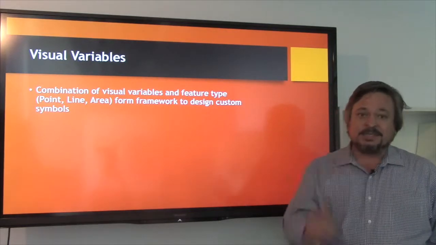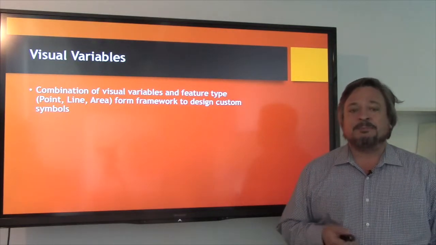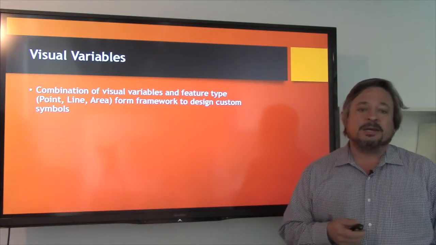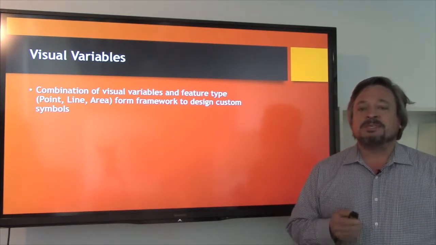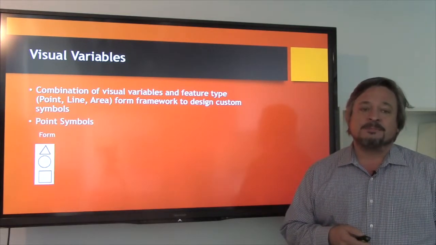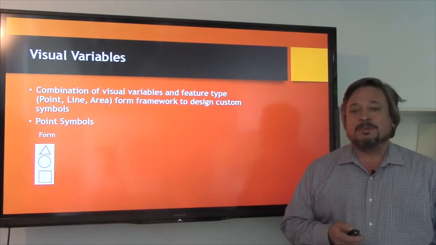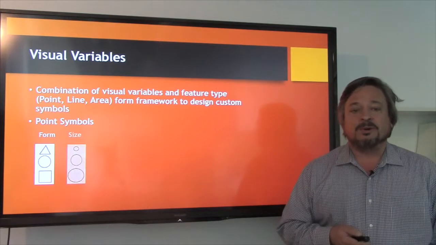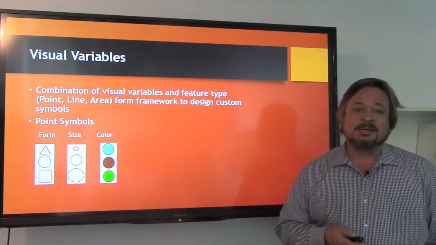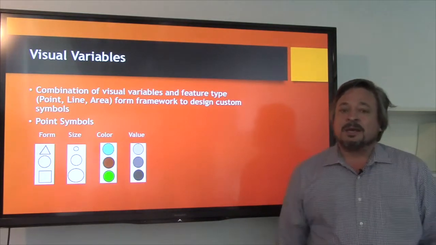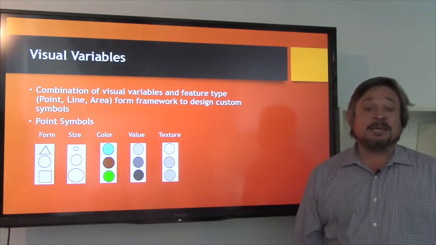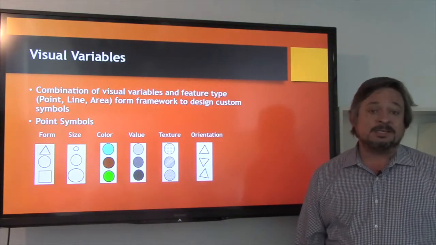So a combination of visual variables and feature type, such as point, line, and area, forms a framework to design custom symbols. So with point symbols, you can think about how we could vary them by form, by size, by color, by value, by texture, by orientation.